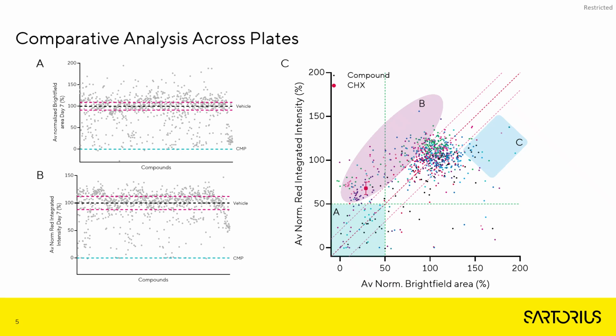This region could include both cytostatic compounds and compounds that cannot penetrate the spheroid structure to elicit a response. And region C represents compounds that display an increase in spheroid size, greater than 150%, with limited effect on viability, indicating the possibility of spheroid disruption.